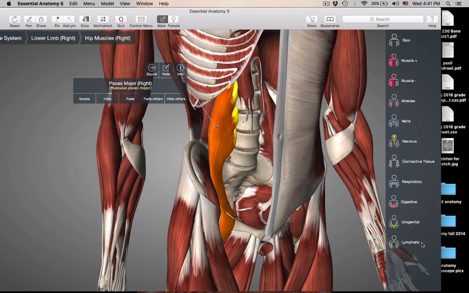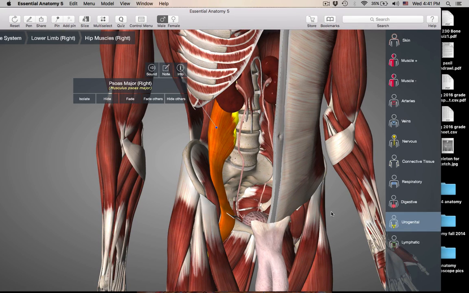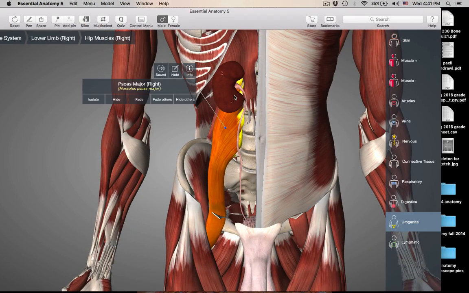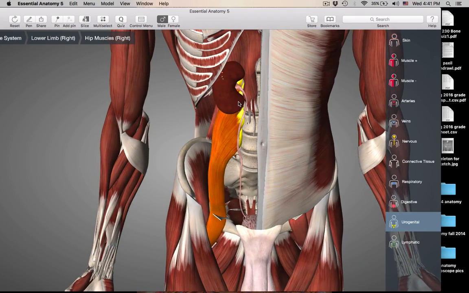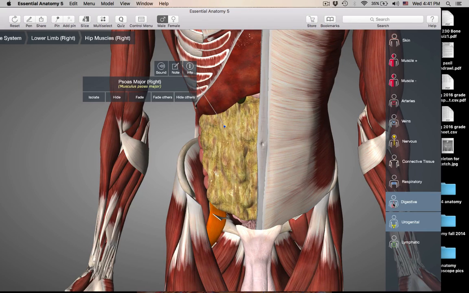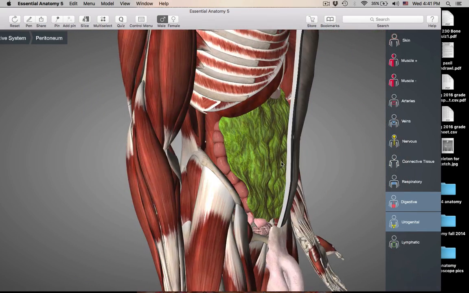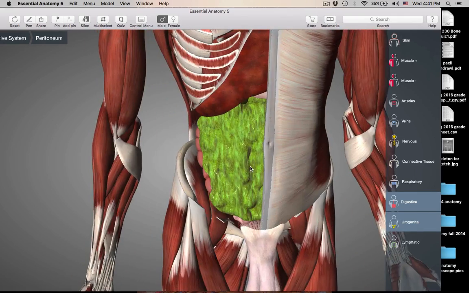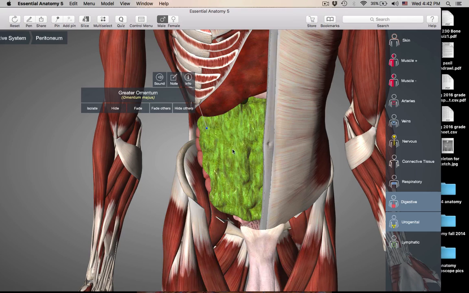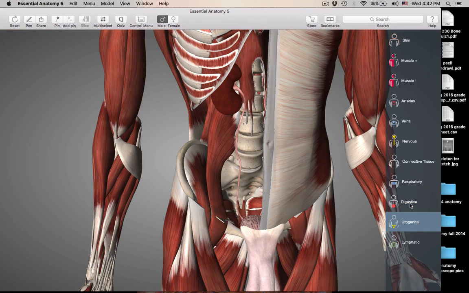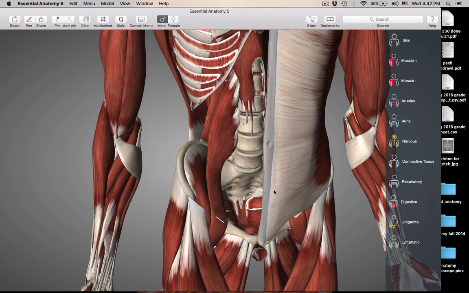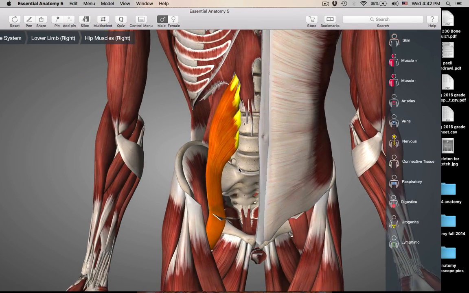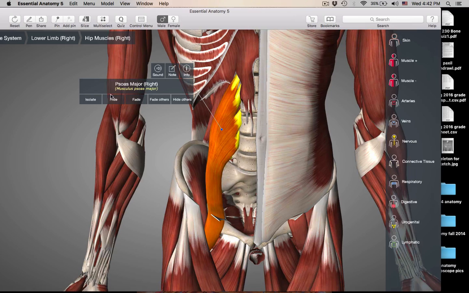Just for grins, I'm going to show you how far back he is. So here we just add the kidney. The kidney sits way in the back here. So this muscle is behind the kidney. And then we are going to add all the intestinal organs, the abdominal organs. I just want you to know this muscle is way back there. So let's get rid of the digestive system, get rid of the kidneys. So here is our psoas major. Let's just isolate this one.